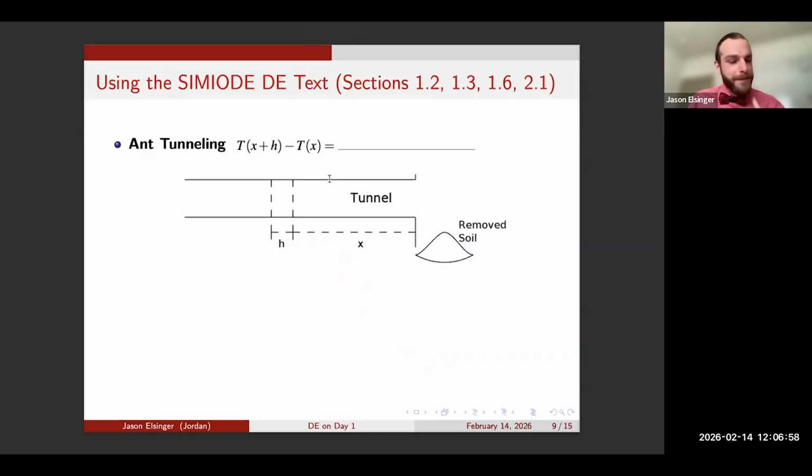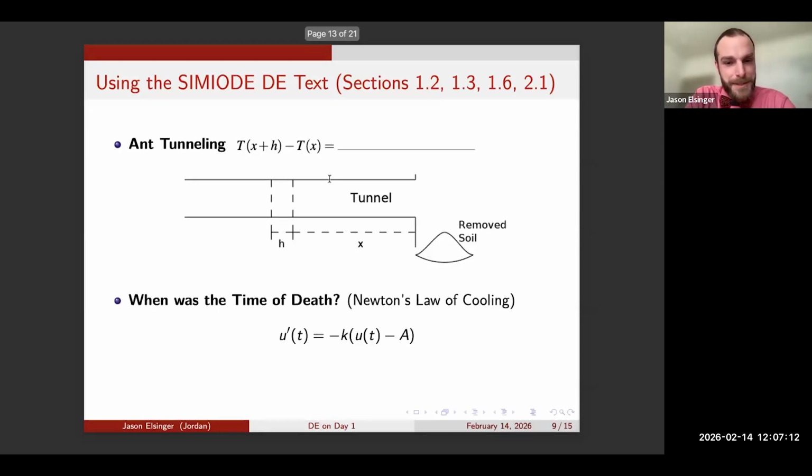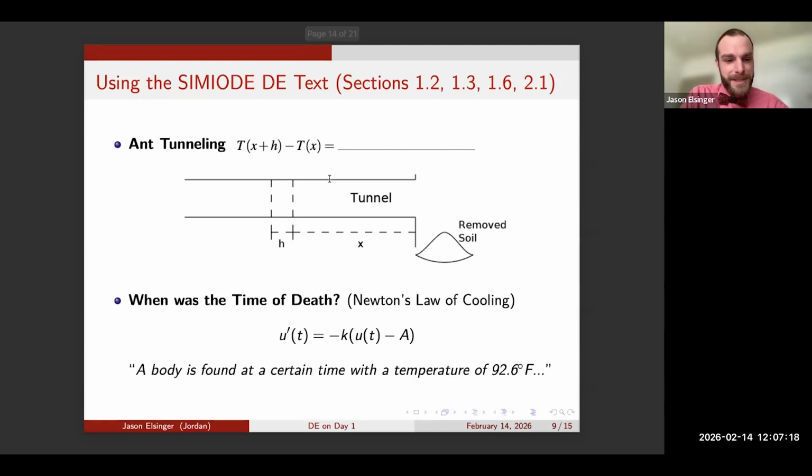Another one we did was ant tunneling. This is an interesting task where students are thinking through what functions might best describe the time it takes for an ant to dig out an incremental part of a tunnel. And the last one we did was Newton's law of cooling, which I like to pose as, what was the time of death? Because I don't think students realize that they come in that day and we're going to be detectives.